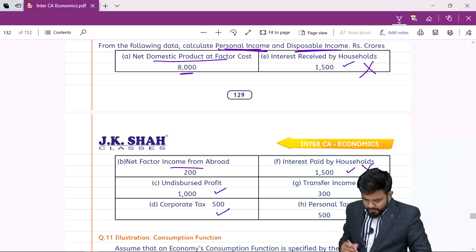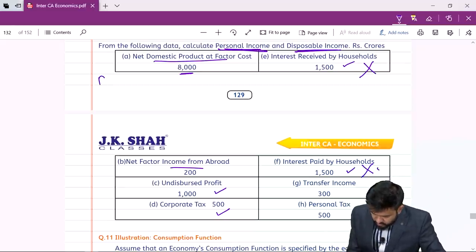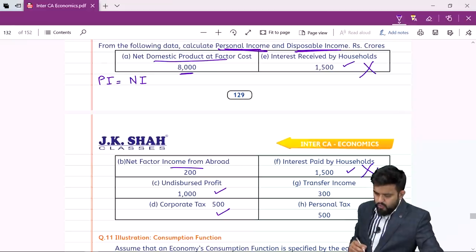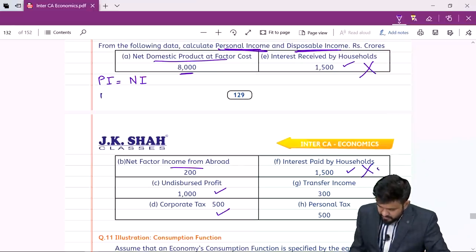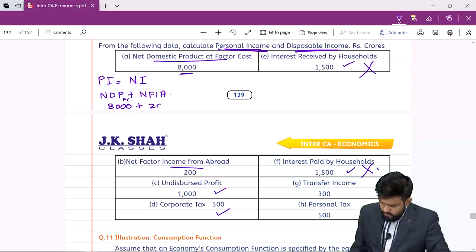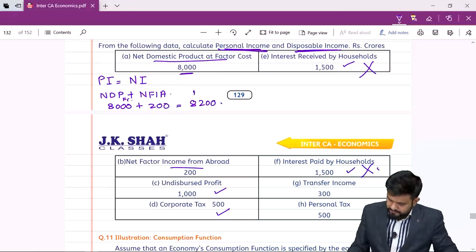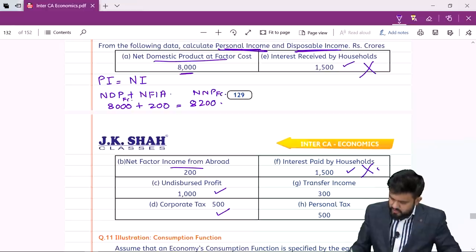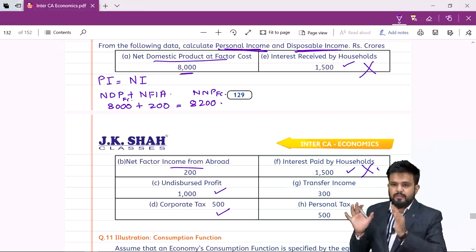Now how to go about it? Can I say, in order to solve personal income, we require national income? Do we have national income? We have NDP. So what will I do? NDP plus NFIA. Already we have factor cost, that will be 8000 plus 200, that comes to 8200. Now this becomes your NNP factor cost. So your national income is ready.